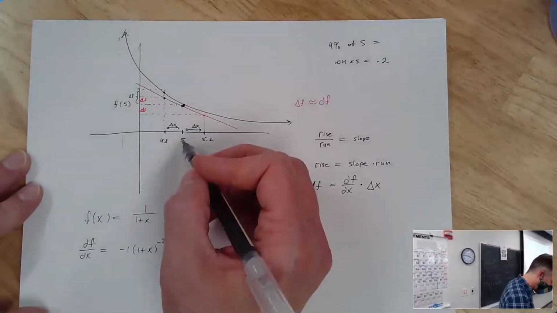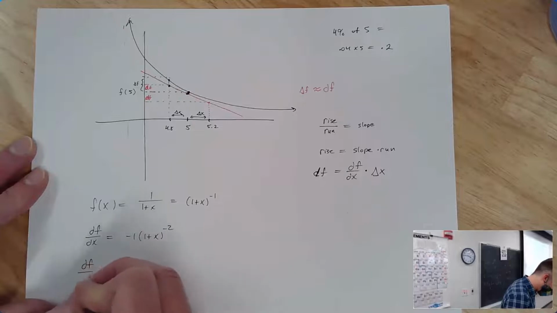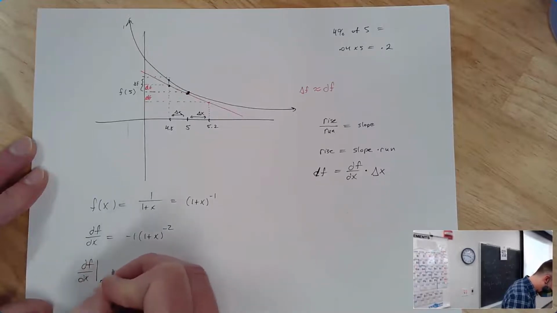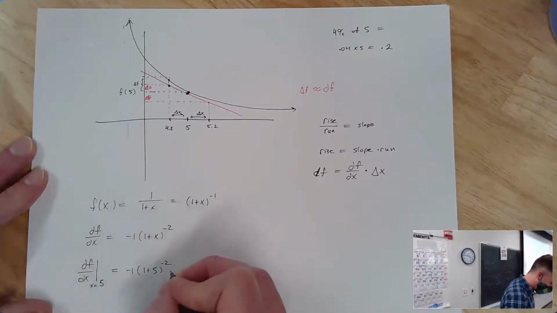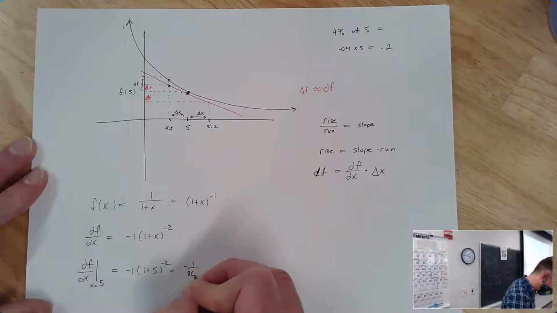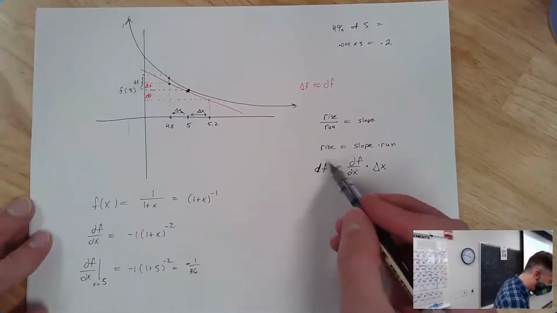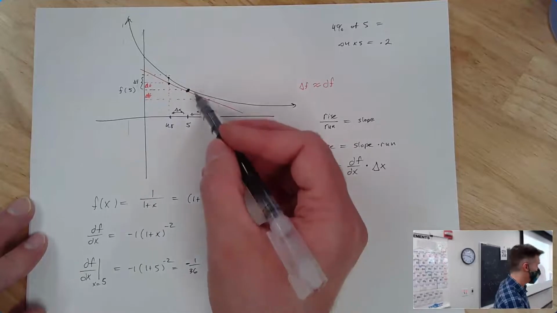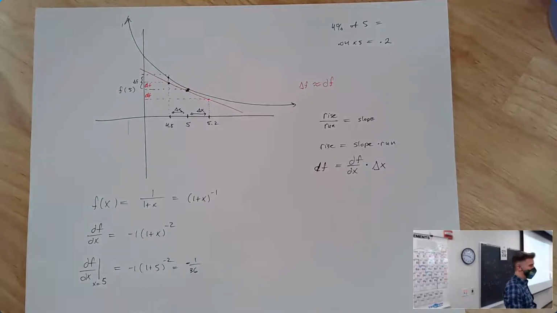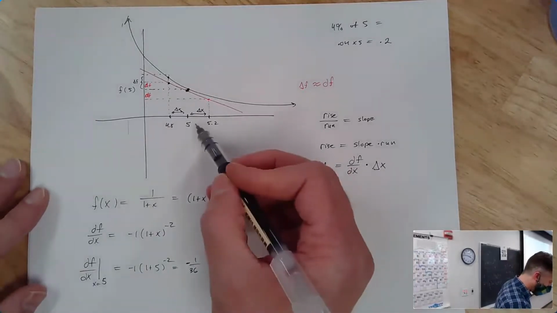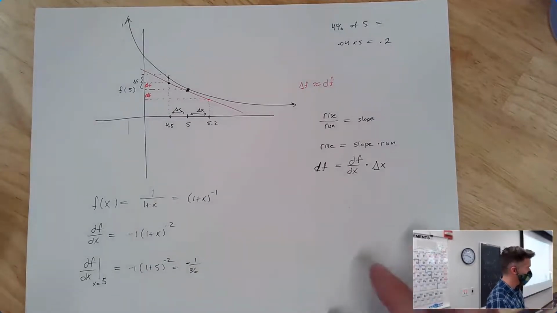And then we're going to actually find the slope of that tangent line at the point 5. So our derivative evaluated at 5 is going to be negative 1 times (1 plus 5) to the negative second, which is going to be negative 1 over 36. So that's our slope. And then the change in f is going to be our slope times how far over we go. Right? If you went over 36, you would go down 1. We're not going over 36, but it's the same idea. We're going over 0.2. So I'm going to write this in a weird way at first, and then I'm going to talk about how we did the calculation.